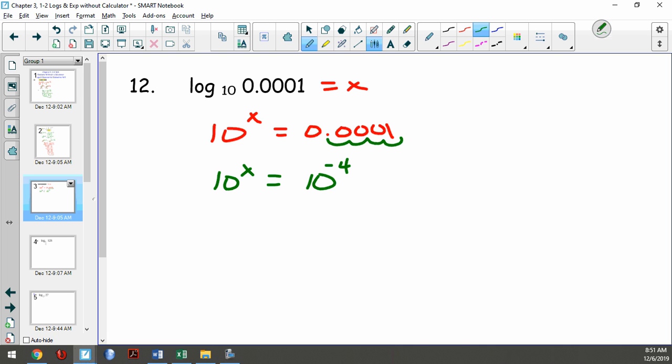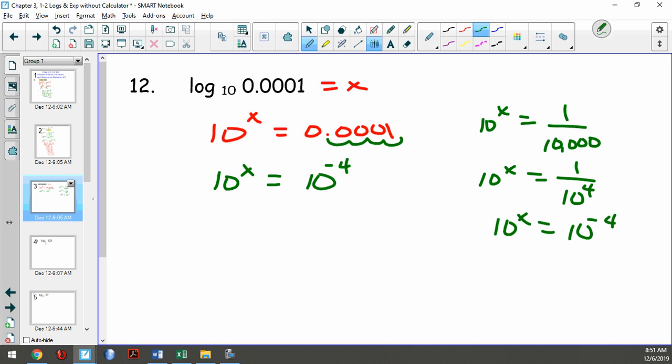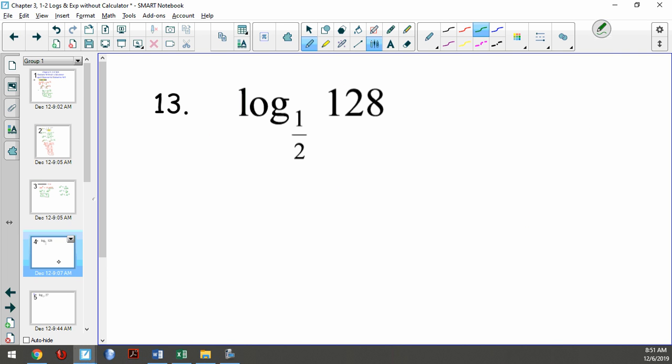If your brain does not like that, what you can do is make that 10 to the x is equal to 1 over 10,000. And then your brain can understand that to be 10 to the fourth, to make that 10 to the x is equal to 10 to the negative 4. It's exactly the same thing no matter where you go with it. So then x has to equal negative 4. Do we all understand? Again, you will be having this as part A test with no calculator, so you need to make sure you understand these. Okay, next.